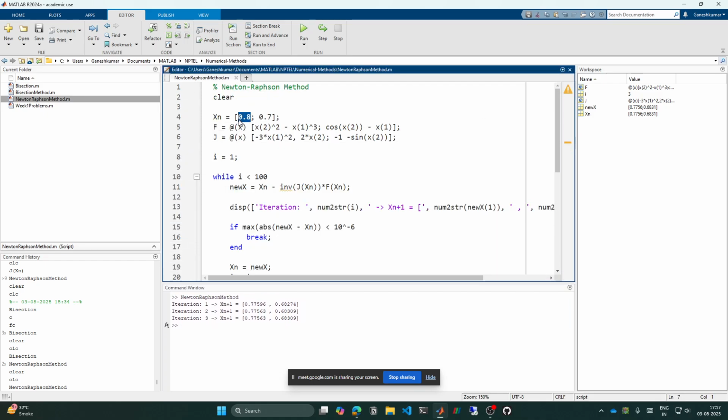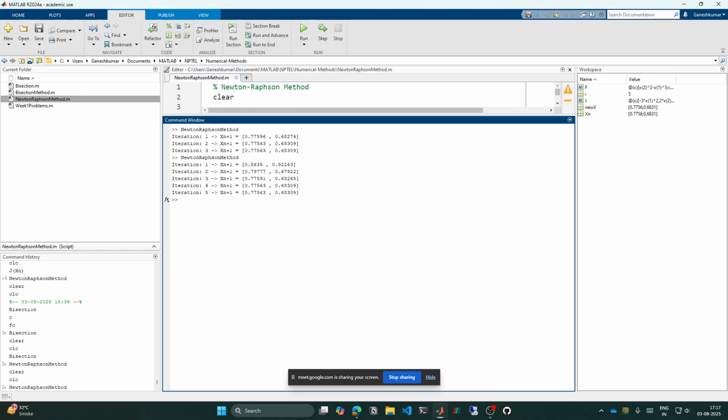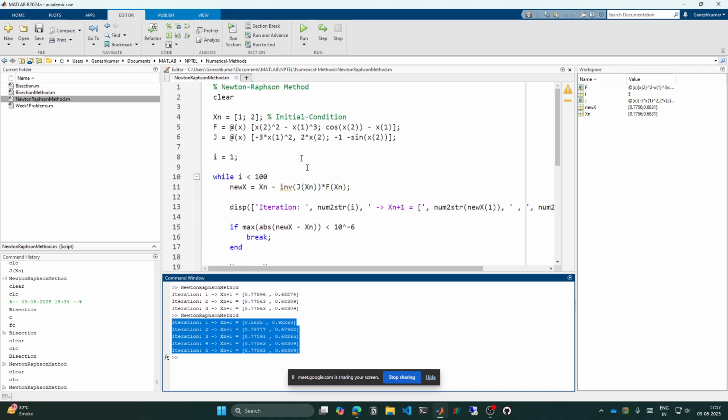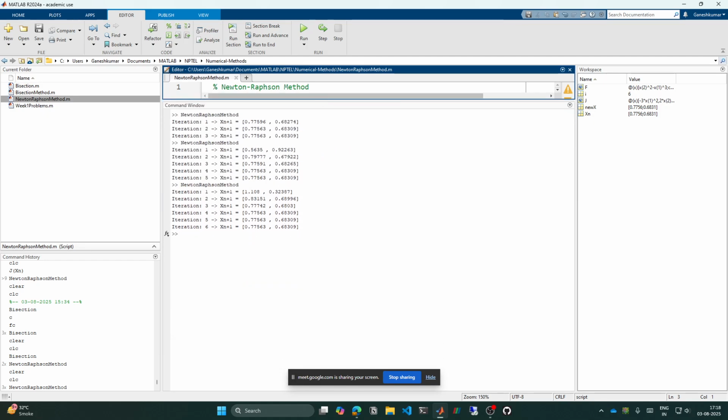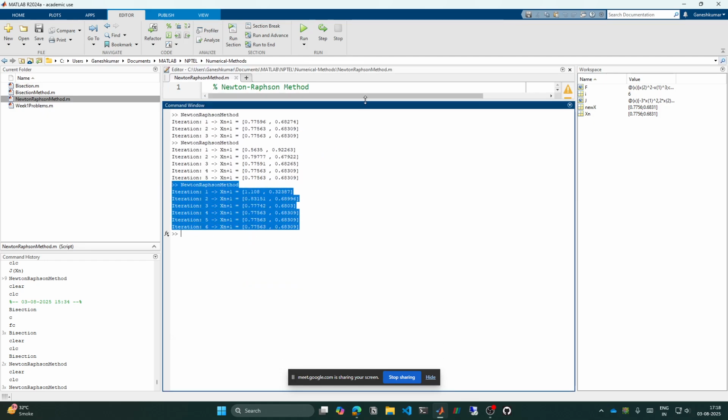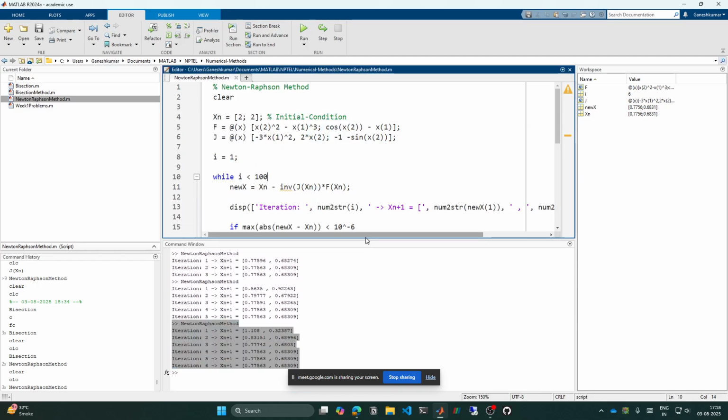Now if I change this initial condition, so this is the initial condition, let's say if I departed from here, let's say 1, and I'm going to give this 2, for example. Now it takes 5 iterations. You can see previously it was just 3 iterations. Now it takes 5 iterations to converge. So based on where you start, it will be different. For example, if I depart from 2, 2, then it goes till 6 iterations to converge. Okay. So this is basically the idea.